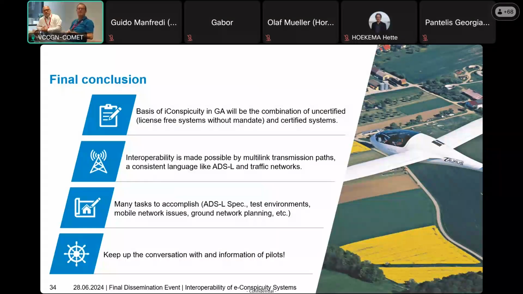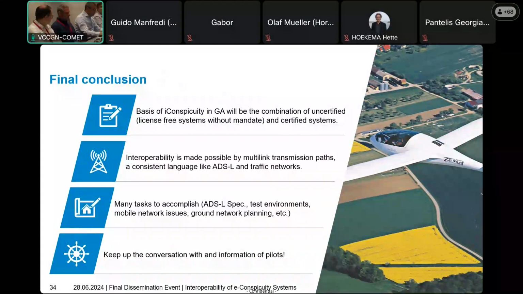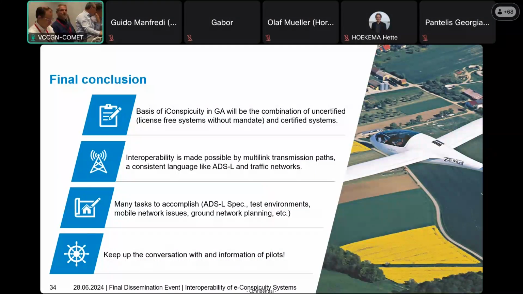So welcome to my last slide. That's the final conclusion. What we have to say is that the basis of iConspicuity in General Aviation will always be the combination of uncertified and certified systems. And the interoperability, which we were talking about, is made possible by the multi-link of the different transmission paths with consistent language like ADSL, and we need traffic networks on the ground.